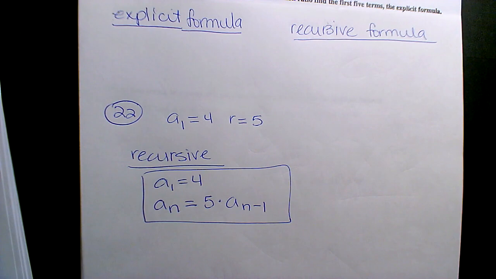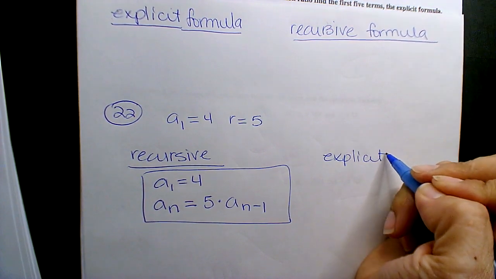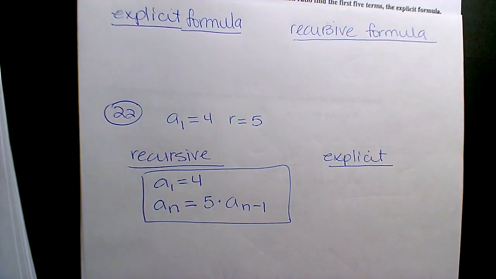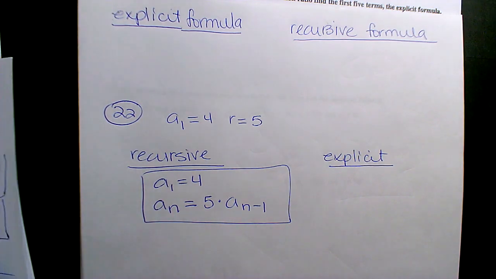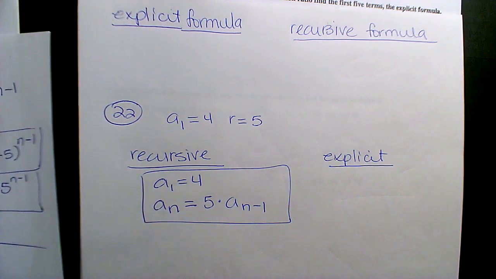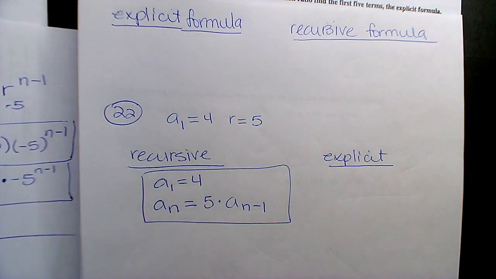Hold on. Okay, so now explicit. Okay, here's what you have to know. As far as explicit, you need your 0th term. Okay, so. Oh, no. No, I was thinking, you know what? I was going back to, never mind. I was going back to arithmetic.